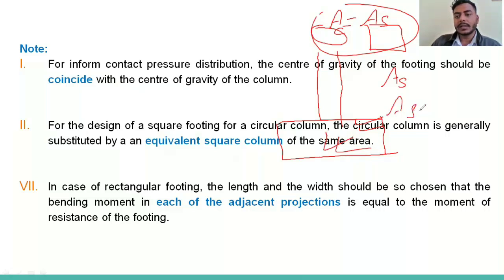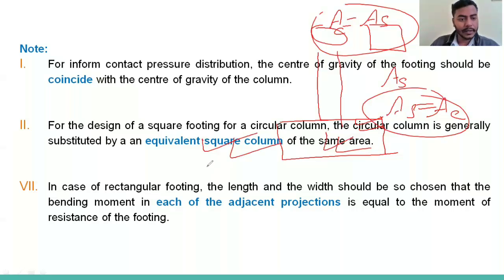So the area of the cross section of the equivalent square column would be equal to the area of the circular column, right? So this is also very important.